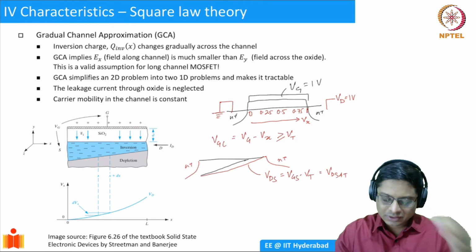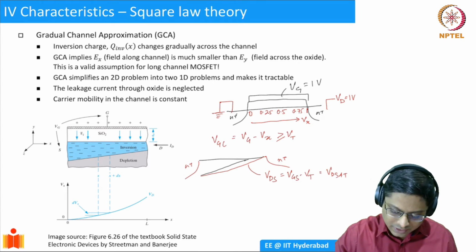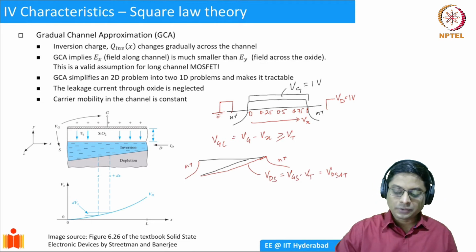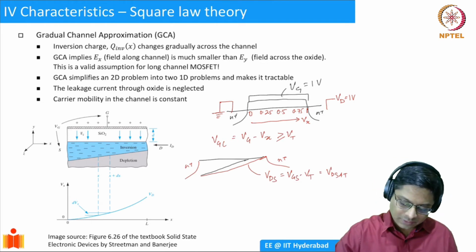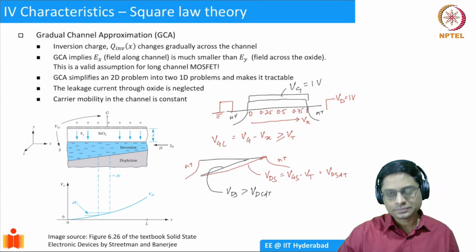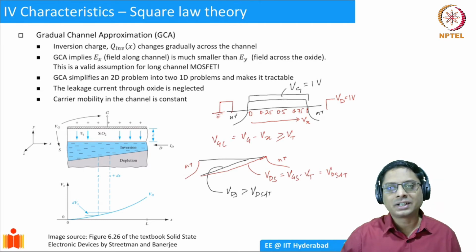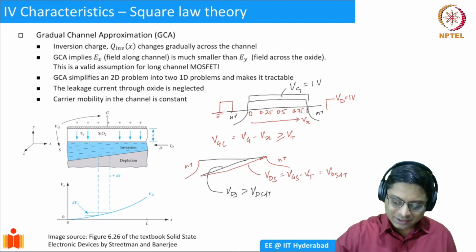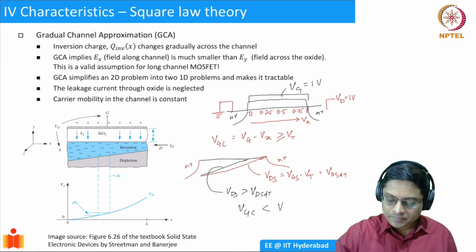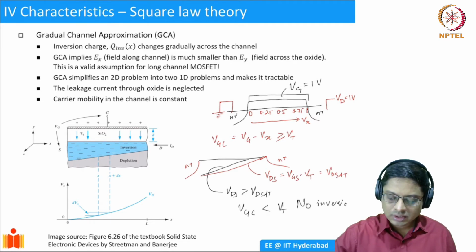That is why you have almost negligible inversion charge. And if you go beyond that, for this black curve, this is basically VDS greater than VDSAT. If you do this, the channel is getting pinched off. You don't have sufficient voltage. If you calculate VGC now, VGC is less than VT. So no inversion charge near the drain end.